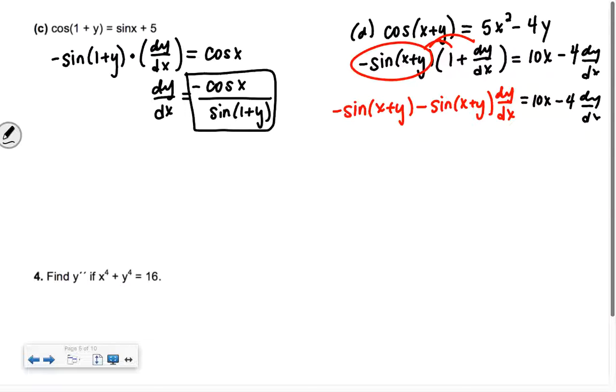Now you can get the dy over dx's together. So let's say I'll get them on the left-hand side. I subtract my 10x over, and then I add the sine of x plus y dy over dx minus 4 dy over dx.